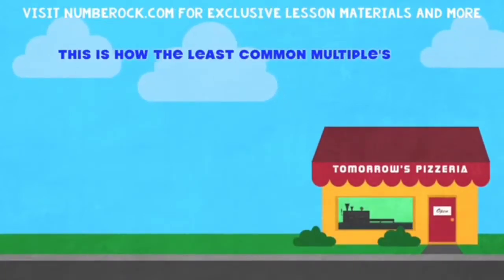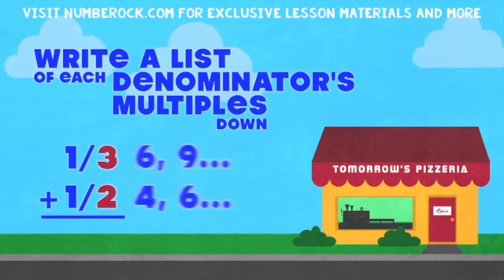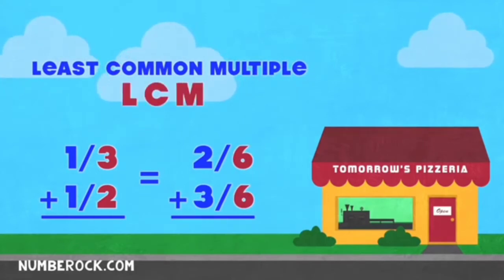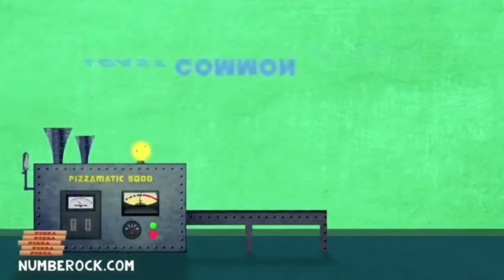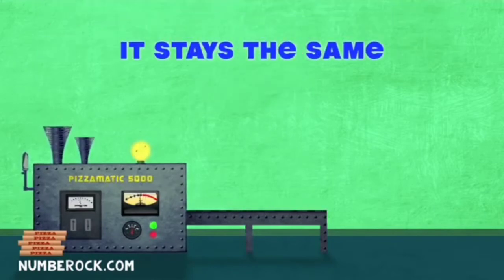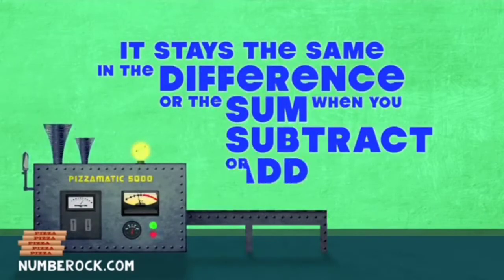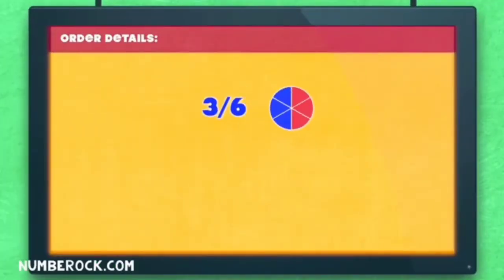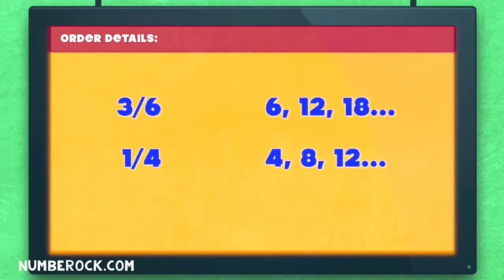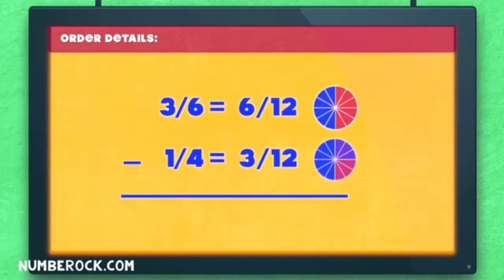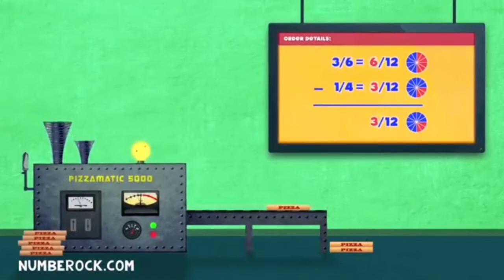This is how the least common multiples found. Write a list of each denominator's multiples down. The smallest number you can find in both of them is the least common multiple, aka the LCM. The least common multiple can also be called the least common denominator, or LCD. It stays the same, and the difference or the sum when you subtract or add two fractions. 3/6 of a pizza minus 1/4. Find the LCM, which is 12, of course. 12 is the least common denominator. Make equivalent fractions. 6/12 and 3/12. Then do the subtraction. 6 minus 3 is 3. 3/12 of a pizza at the pizzeria.